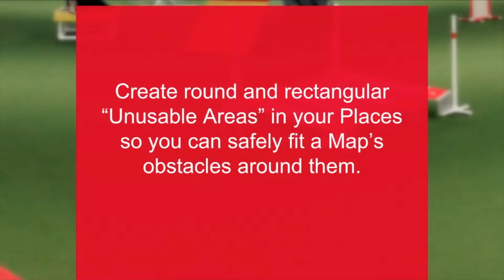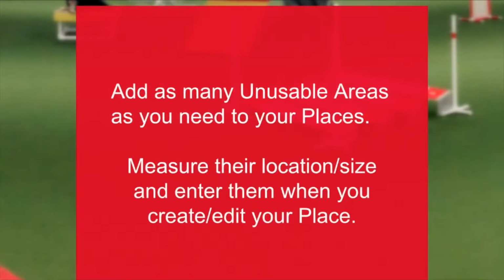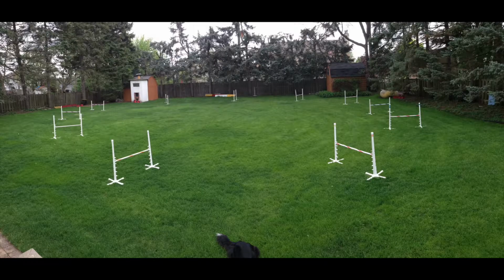With ACMaster, you can create round and rectangular unusable areas that show you the location of those various problem areas in your practice area. You can have as many as you need, and all you do is measure their location and their size, and then you enter them into the Agility Course Master place editor. So each different place you have and train in can have their own unusable areas.